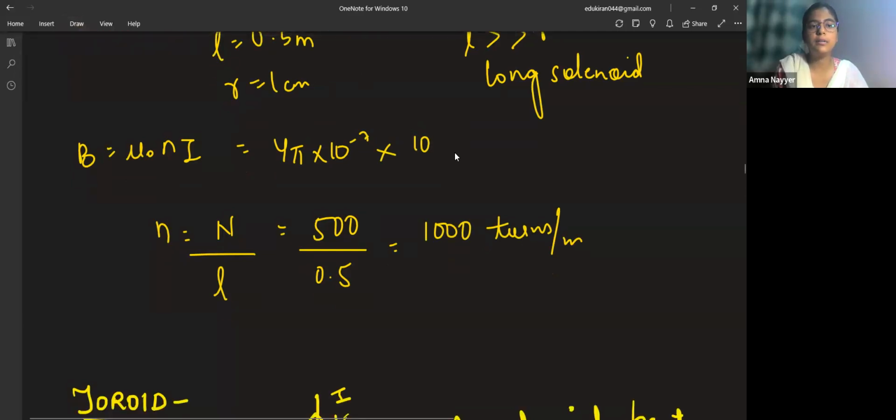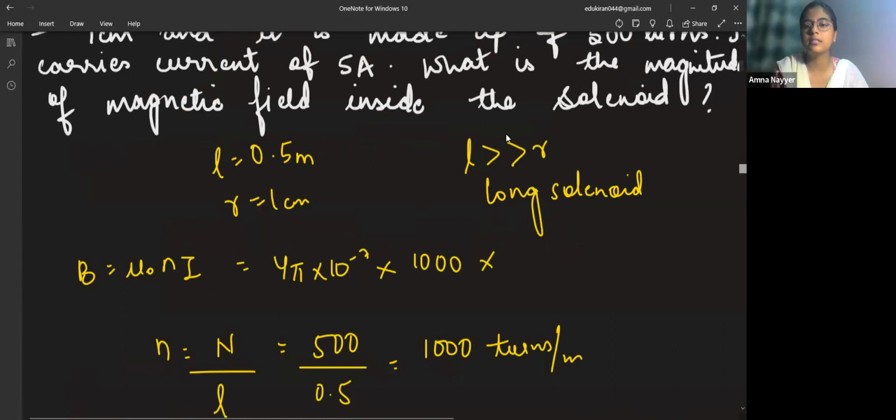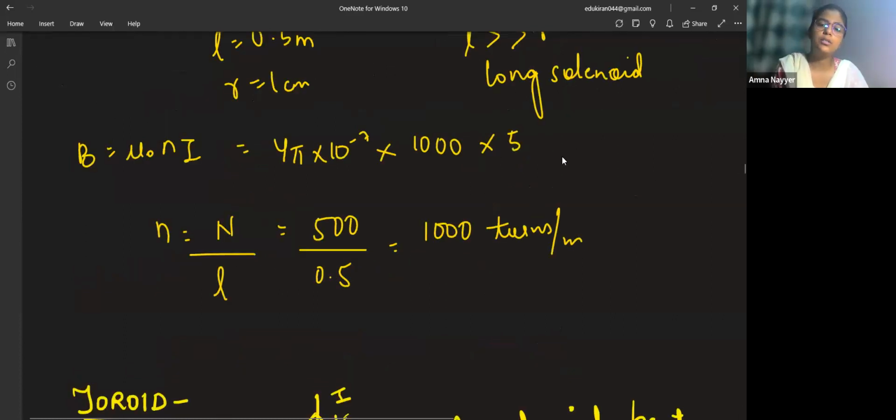Let me write it as 1000. And current is given in the question as 5 amperes. This becomes it. So this is 2 pi 20. This is 2 pi from here, 20 pi. Let's take the 0, that becomes 10 to the power 4. So minus 3 into 10 to the power minus 3 Tesla.